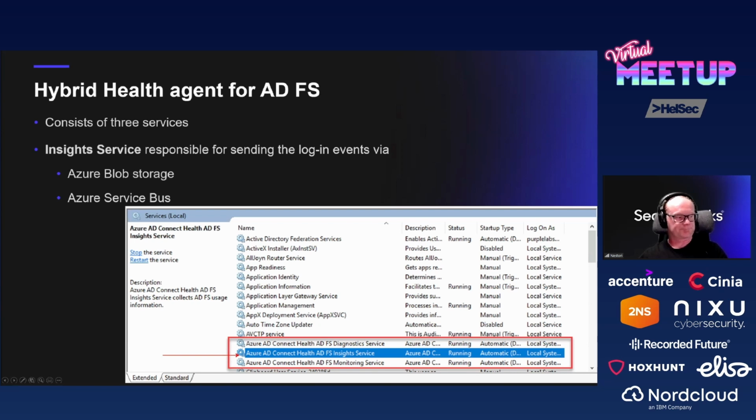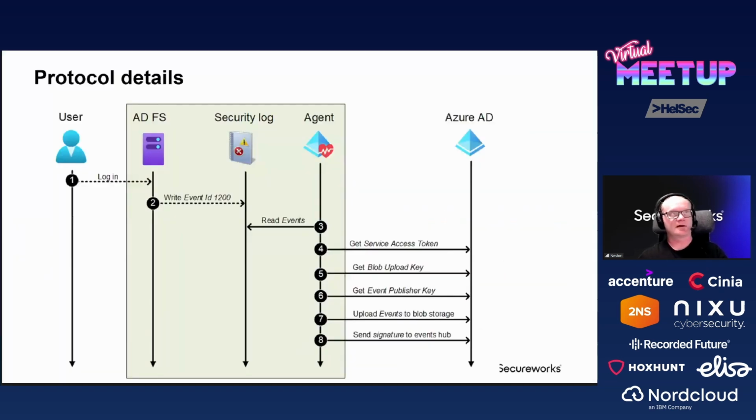And the protocol details, how it works. So it's here. Step one is quite obvious. So user logs into ADFS server. And for this to work, you need to actually enable auditing in the ADFS server. So now that the user has logged in, it is writing event ID 1200 to the security log. I can actually show that to you.